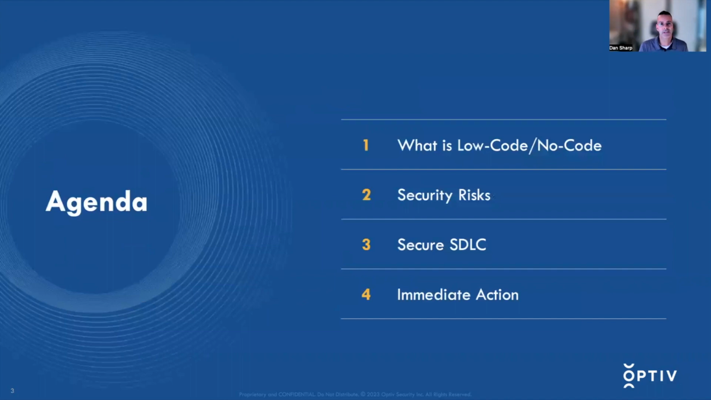So for today's agenda, I just wanted to go over what is low-code, no-code, give you a little bit of background on what it is, how it's being used, some security risks that we're seeing that are now recognized and published, how to reduce or mitigate those risks through secure software development lifecycle practices, and provide some immediate actions that can be taken if you recognize that you may have risks, or if you're planning on implementing a low-code, no-code platform in the near future.